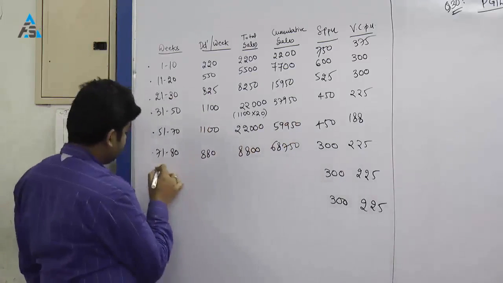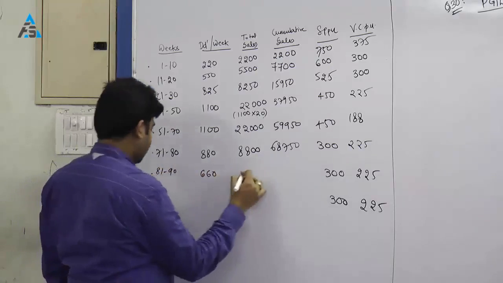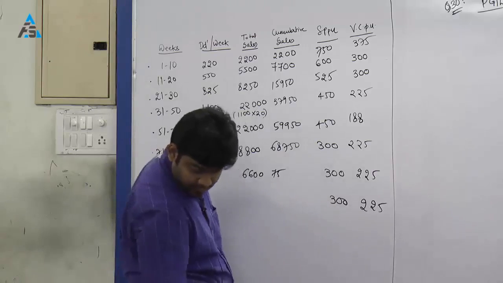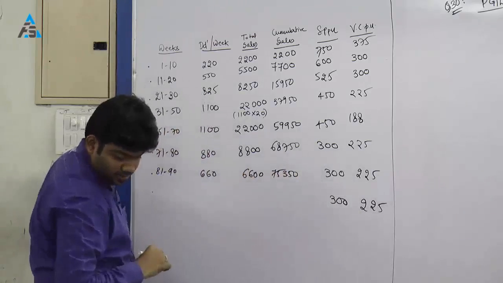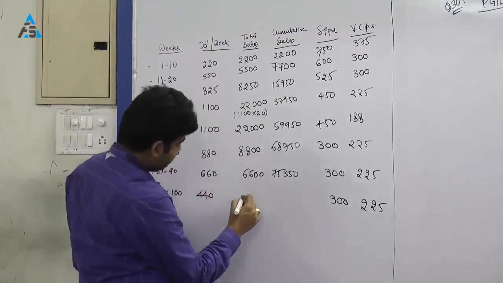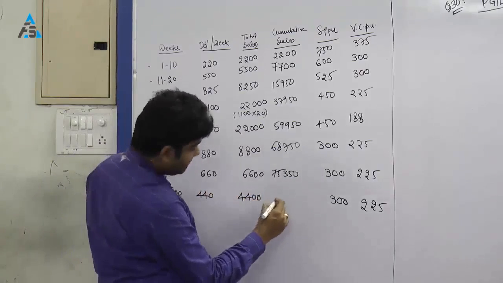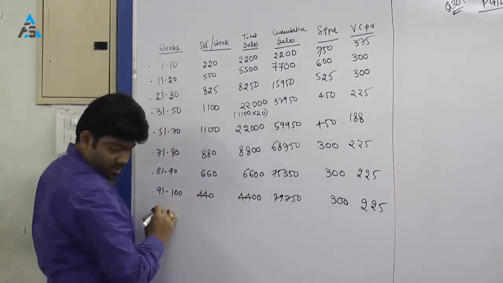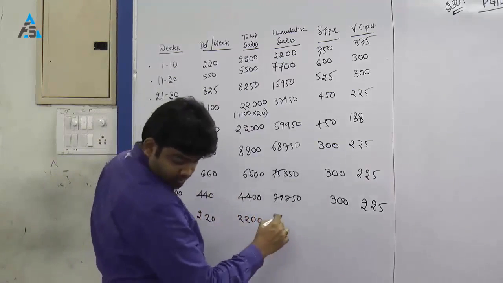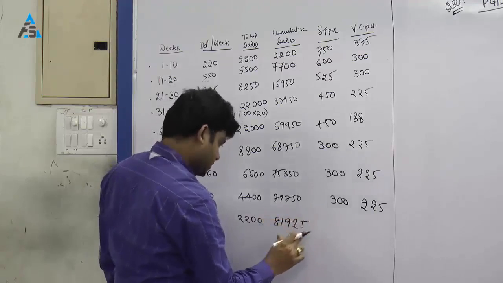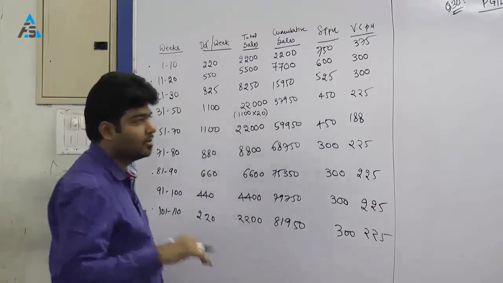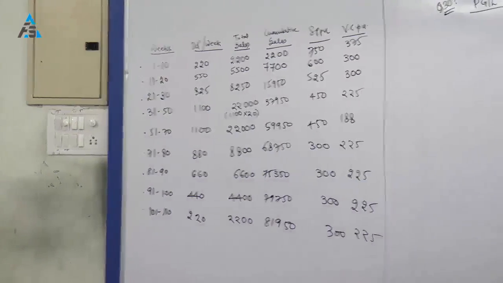Then 81 to 90, the demand reduces to 660, so 6,600. Cumulatively, I think this will be 75,350. Moving on to 91 to 100, this will become 440, then we have 4,400 accordingly. 79,750. Right? And then lastly 101 to 110, which will be 220, total works out to 2,200, and then it will be 81,950. 300 and 225, and beyond 110 the sales stop because there is no demand at all.